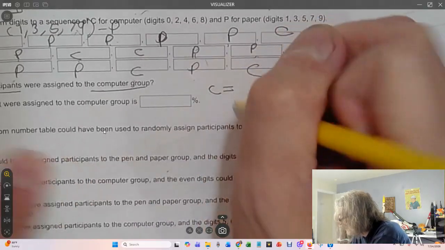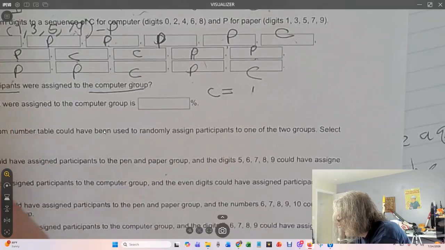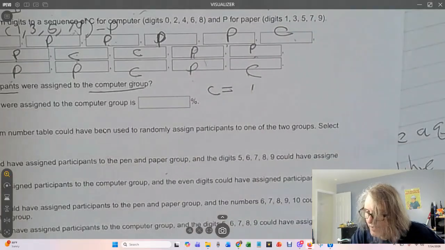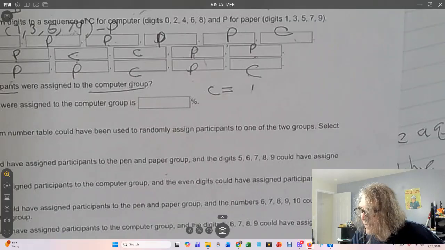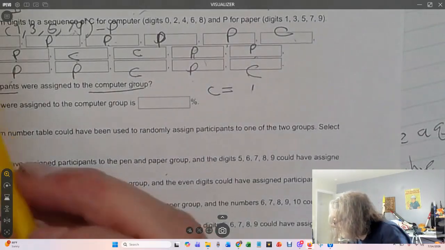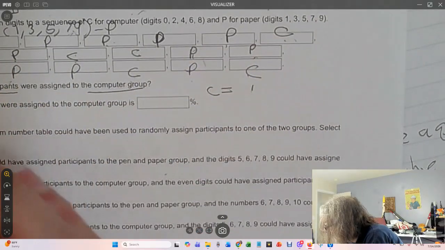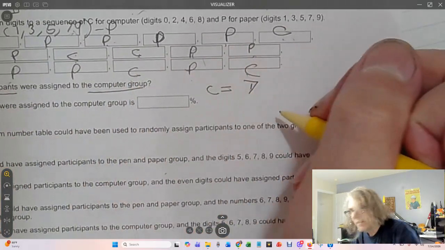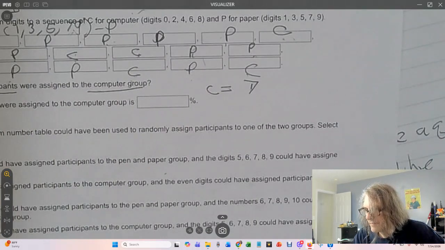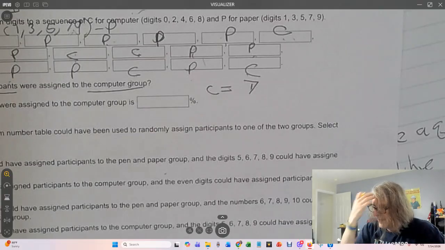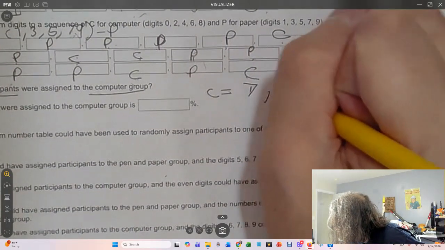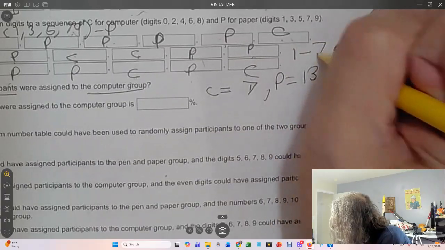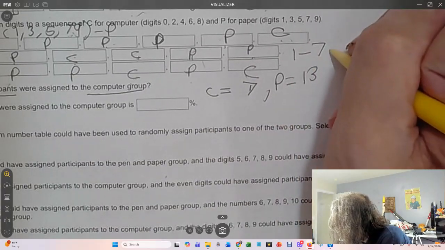So let's total up the computer groups. 1, 2, 3, 4, 5, 6. I got 6. Is that what we got? I think it's 7. 1, 2, 3, 4, 5, 6. So there is 7. And there's 7 computers. And remember, if we wanted to, we could go ahead and count up. We know the complement. By the way, that's a complement, right? The complement of computer, because you can't have both.